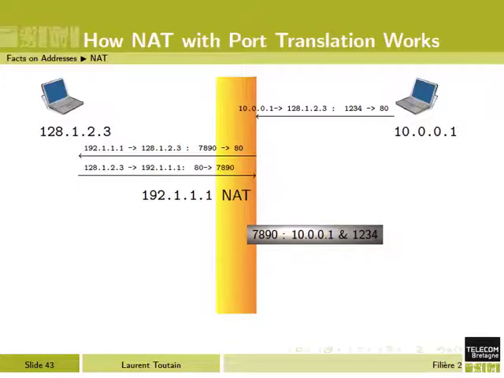Then when the packet comes back, of course this server doesn't know about the NAT, so it answers to the device 192.1.1.1. The packet reaches the NAT, and the NAT looks at the destination port number 7890. He looks in his memory, finds the mapping here, and can send back the information to 10.0.0.1. From the server's side, it was a connection between a public address and himself. And internally, it was a connection between the private address and the server. So it's totally transparent, outside and inside.